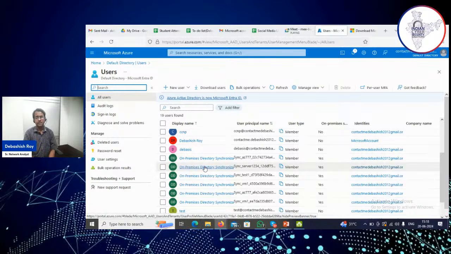And remember that it is a one-way transfer. It means you can only do it from the on-premise or cloud server to this Azure AD, but not the other way. If you create these users and groups here in the Azure AD, they will not be transferred to the on-premise.